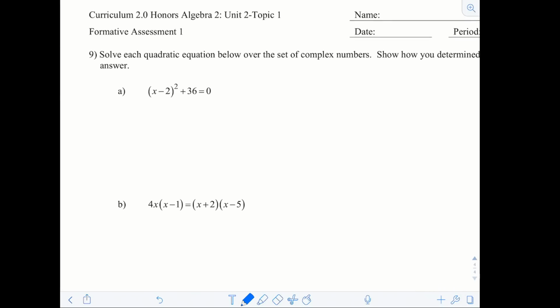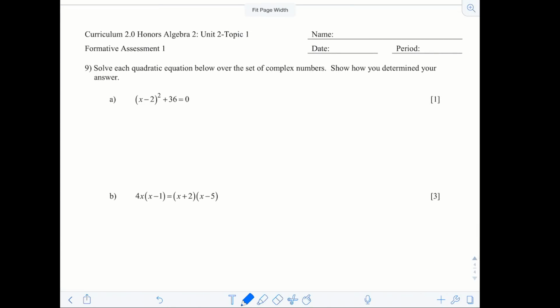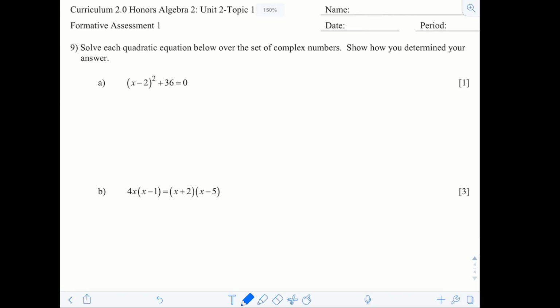Okay, moving on to number 9. It says solve each quadratic equation below over the set of complex numbers. When they say over the complex set of numbers, that means you're not just figuring out the real numbers, but also any imaginary solutions you might have, which technically are called complex numbers.